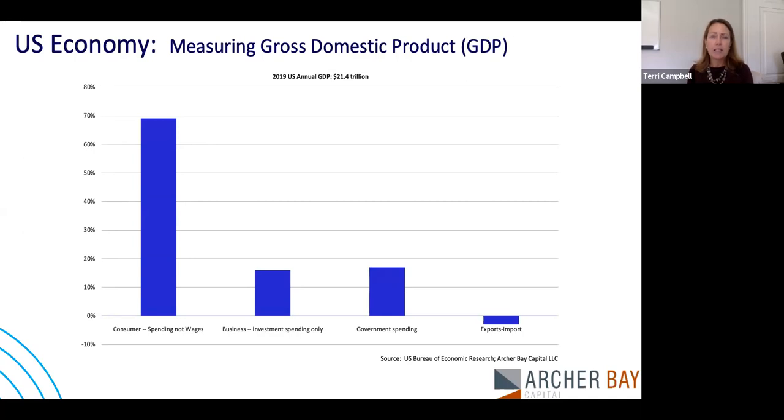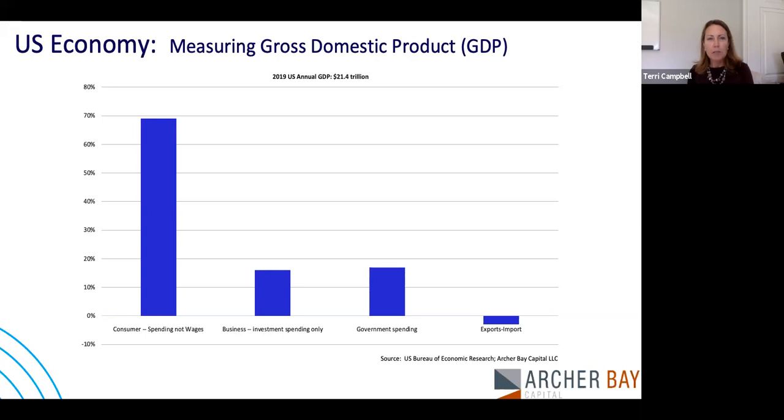70% of that is consumer spending. Between 16 and 17% is government spending and business spending. And then imports, exports, on a net basis, we import about 3% more than we export. So the real huge portion of our economy is really the consumer. It's not measured the way you would think it would be measured.